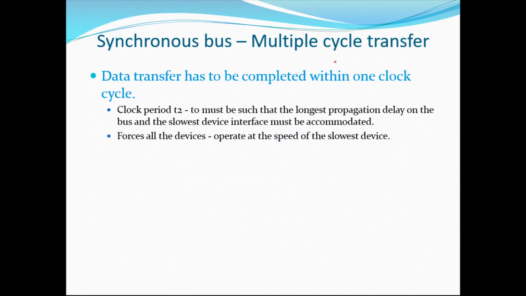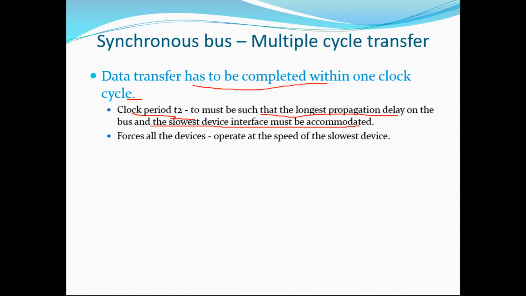So this is the drawback with this technique. The data transfer has to complete within one clock cycle. This is the drawback. Clock period T2 must be such that the longest propagation delay on the bus and the slowest device interface must be accommodated.